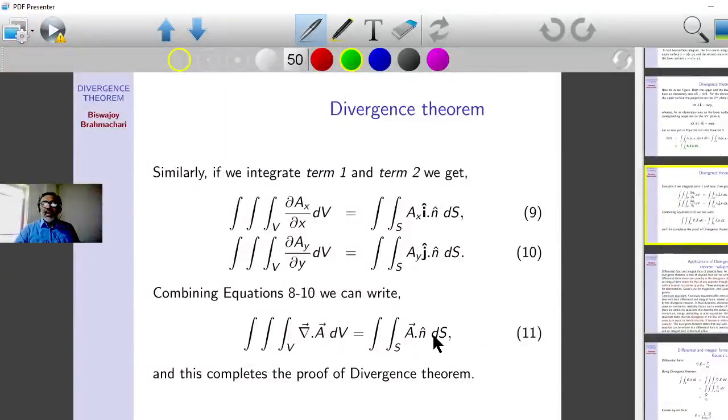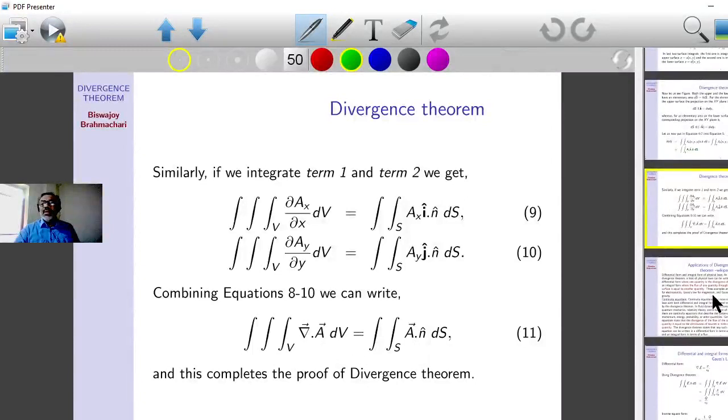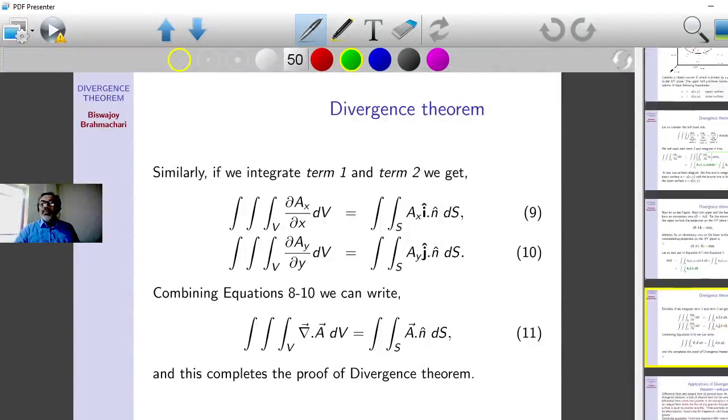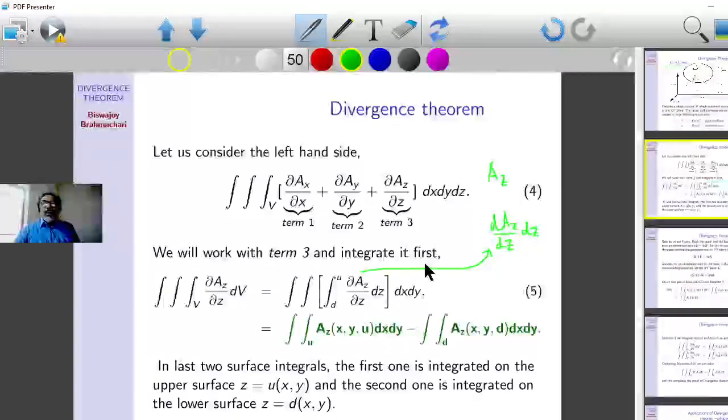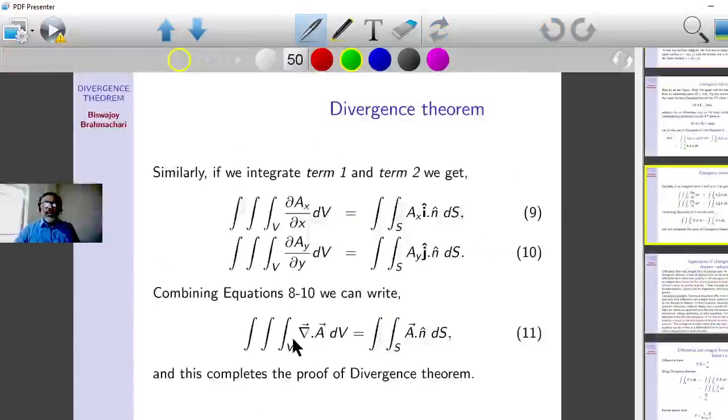So in the right hand side, after we add all three terms, we get A dot n ds, and in the left hand side, when we add term 1, term 2, term 3, we get divergence of A. Therefore, the left hand side is now divergence of A dV, and right hand side is A dot n ds. That proves divergence theorem.